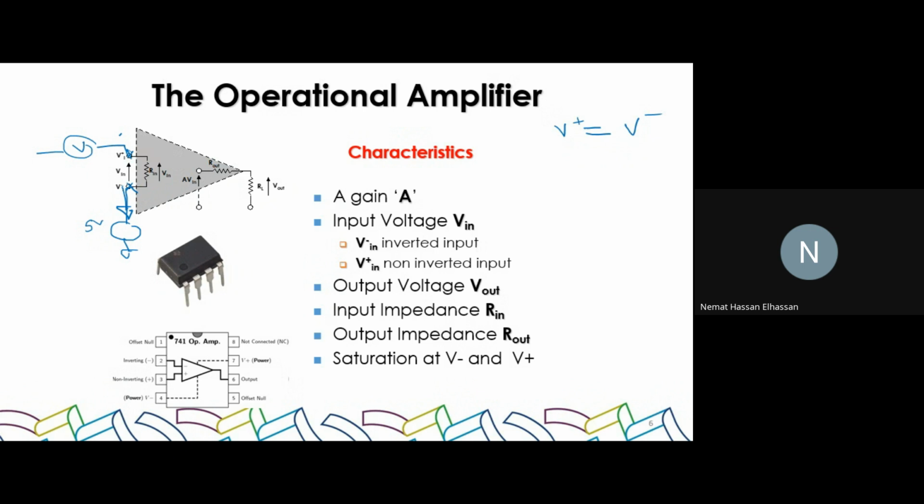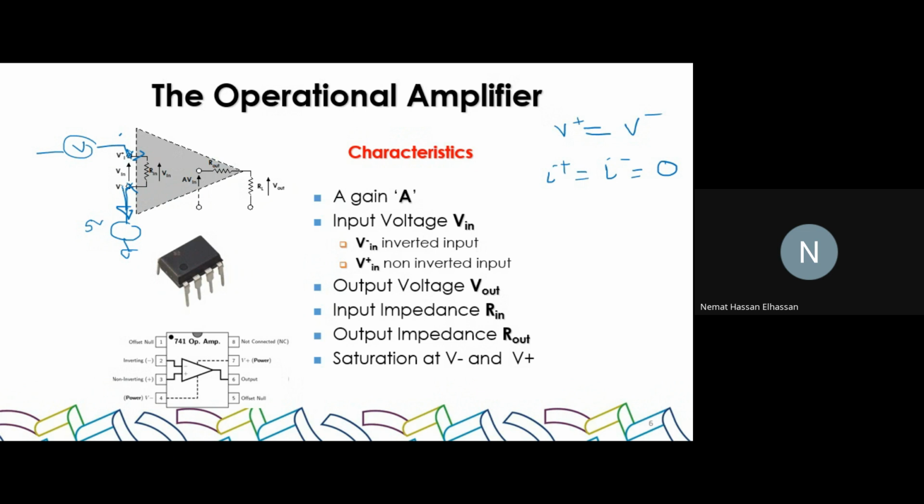The second rule is that the current into the positive terminal is equal to the current into the negative terminal, equal to 0. Meaning it's impossible for current to go into the op-amp. Clear? Okay, let's keep these two rules in mind. They're very important. Now let's think of how we design an op-amp circuit. We have two options. Keep in mind, an op-amp is a circuit that only gives gain. It will only amplify whatever you put at its input, and it will be seen with a gain at the output.